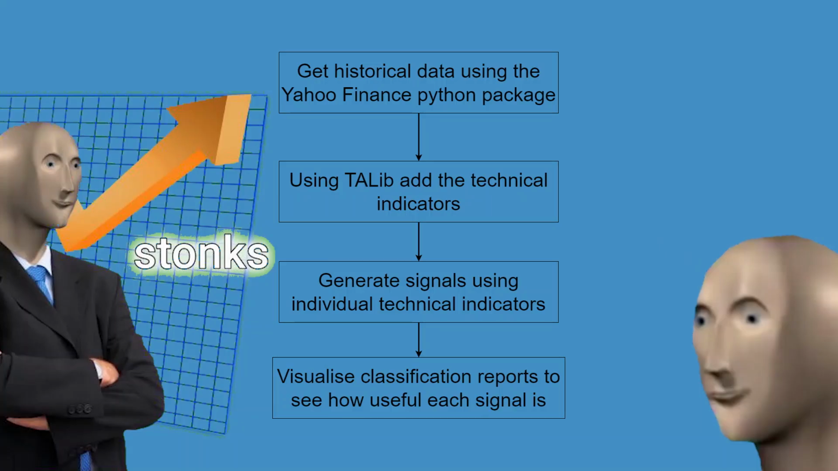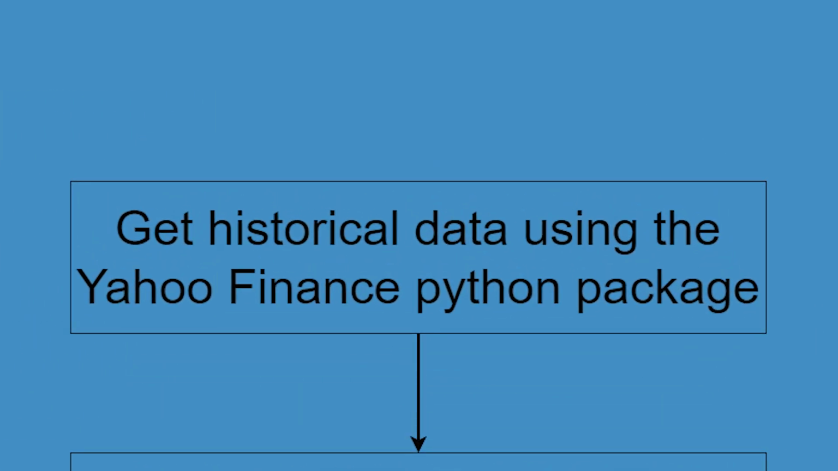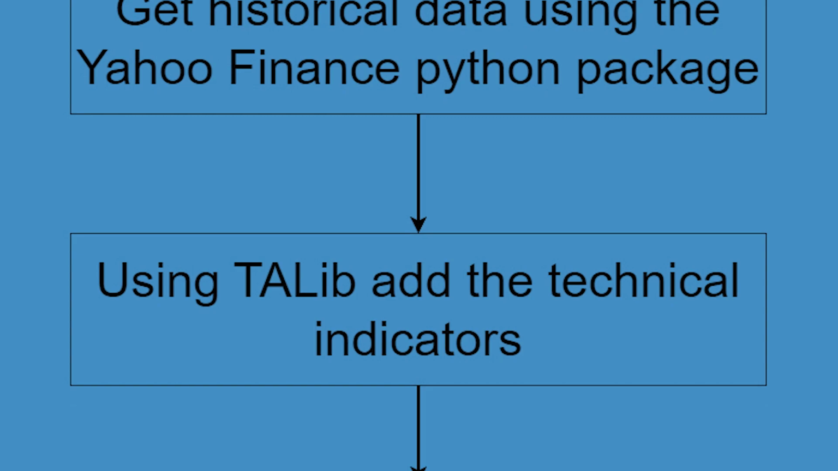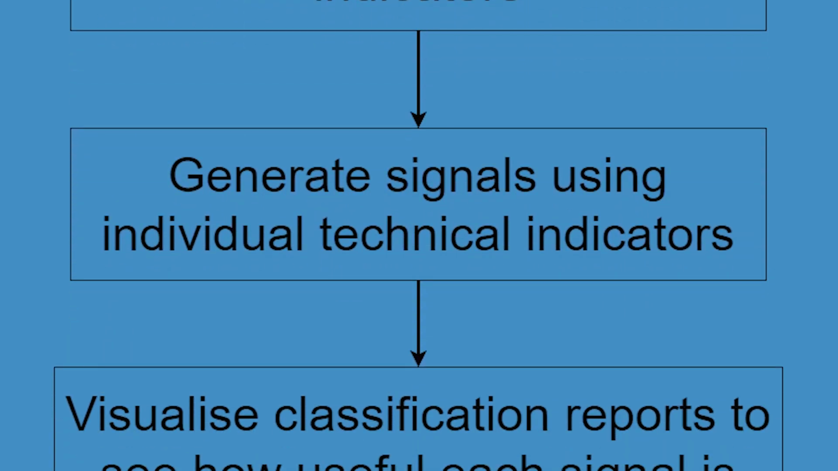Here is an overview of what I'm trying to do here. The first step is to get the historical data using Yahoo Finance, and the second step is to add the technical indicators to that data. The third step is where I encourage you all to download the notebook from my GitHub and use your own domain knowledge to add new signals. Now, what do I mean by signals exactly?